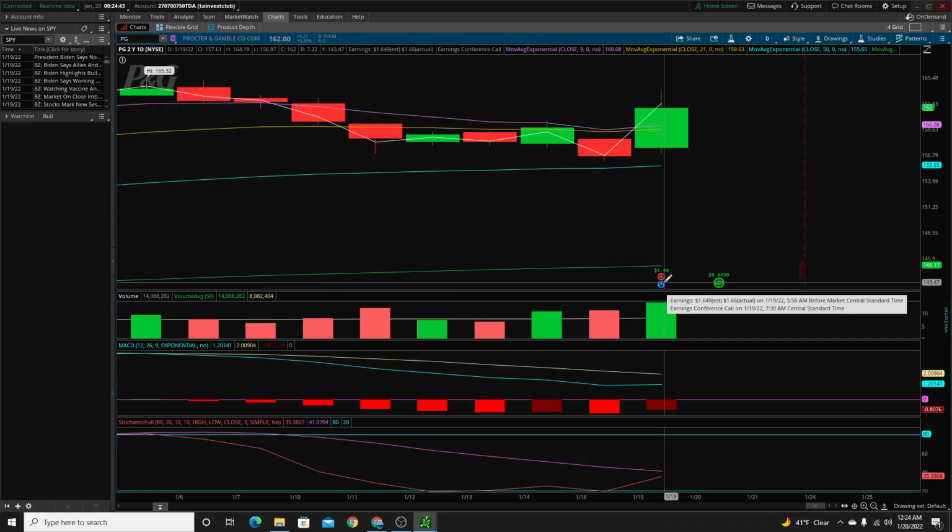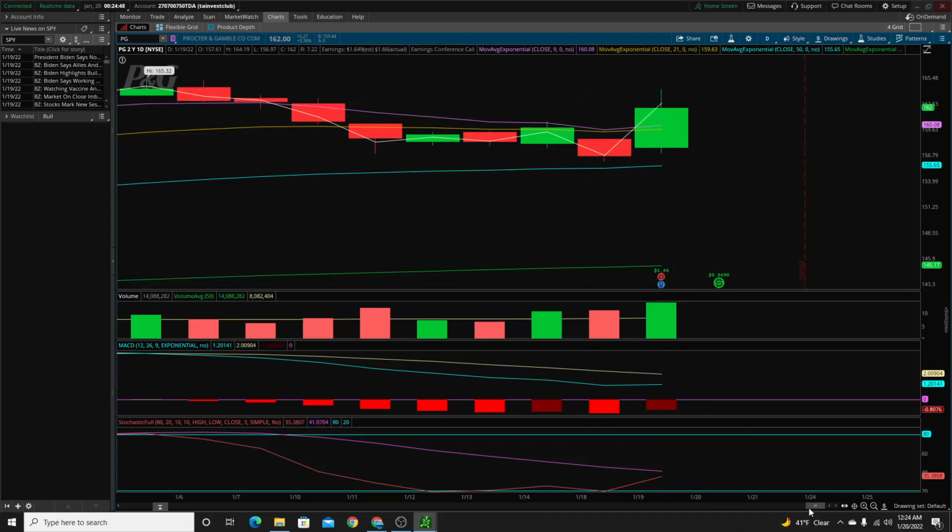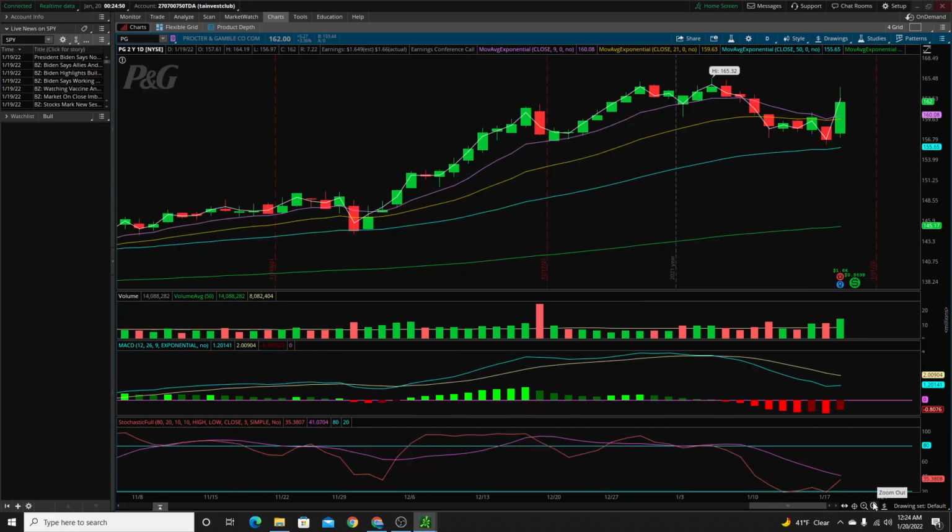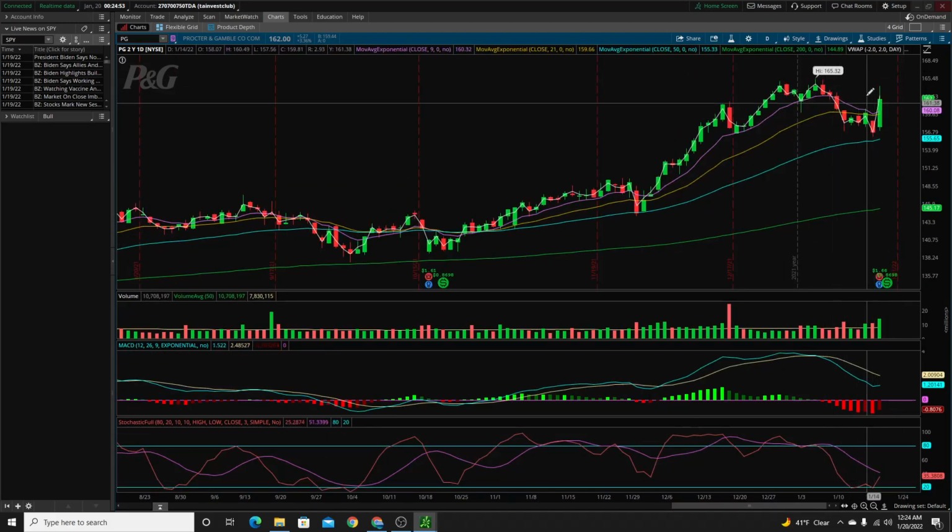And it looks here that they actually had positive earnings, so you can see that they beat the estimate of 1.64, and this is reflected in a positive move. But ultimately, playing earnings is a gamble, and options contracts are very sensitive when it comes to earnings fluctuations and IV crushes.